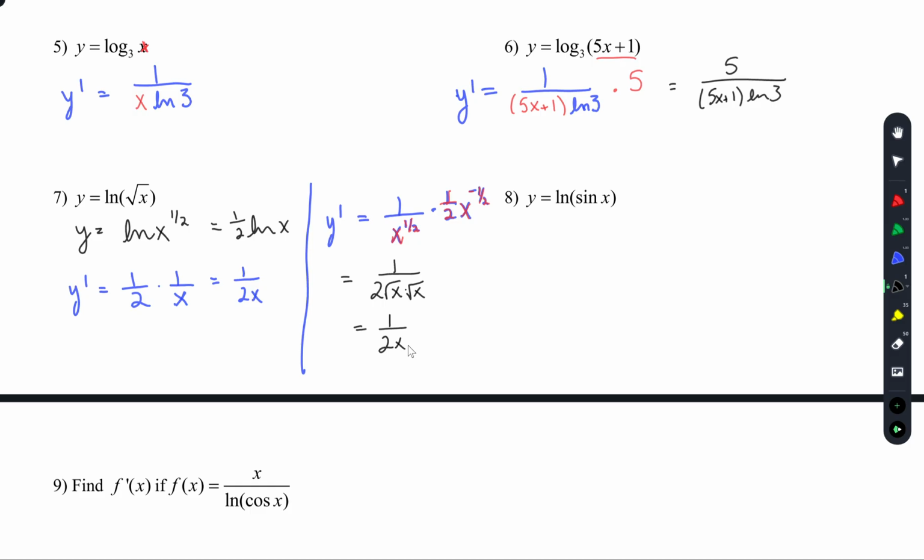So I don't know. Whatever your brain does is fine. Just get it right, okay? I don't care what your brain does. Just do that, all right? So you could do the chain rule or do your log rules.